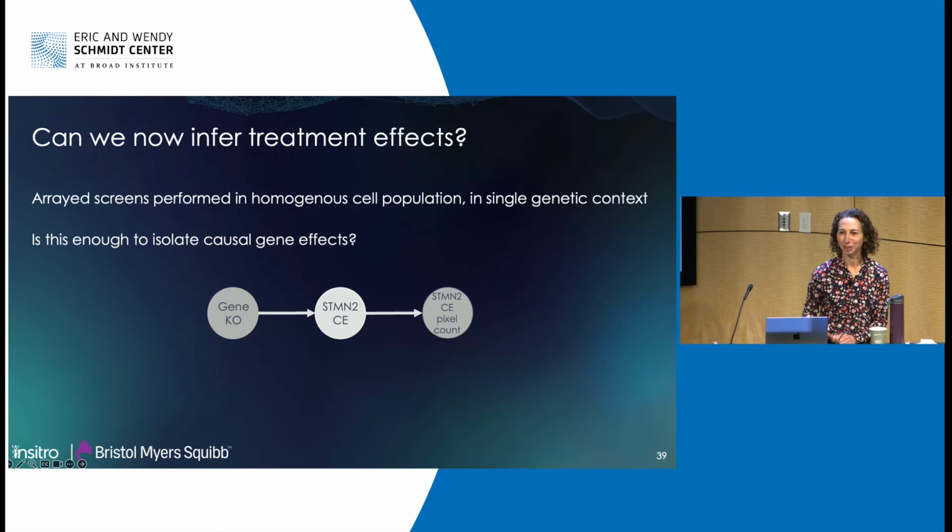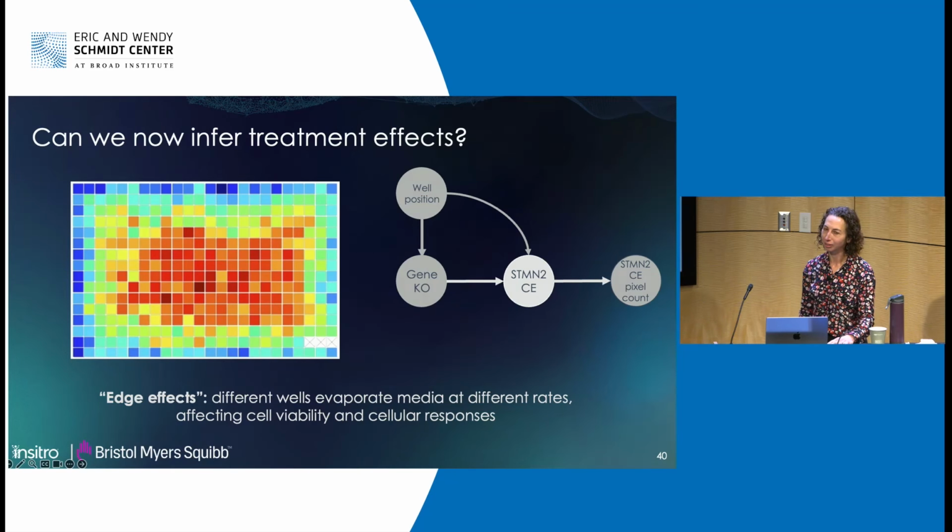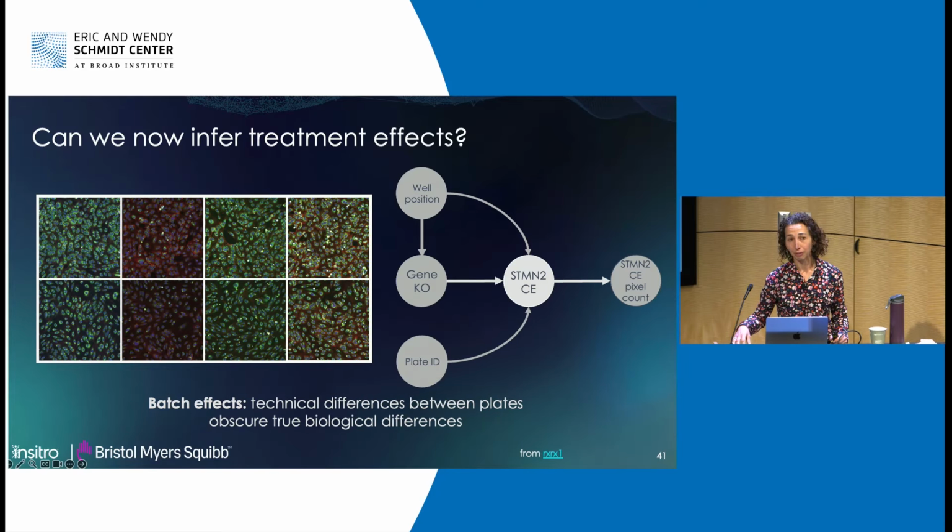Most of you probably know the answer to this question is no, the story's really not that simple. There can be very significant well effects, where wells close to the edge of the plate have reduced cell viability, confounding our estimates of our stathmin-2 measurements. Likewise, there can be significant technical artifacts that lead to plate-to-plate variability, further obscuring the true biological differences.